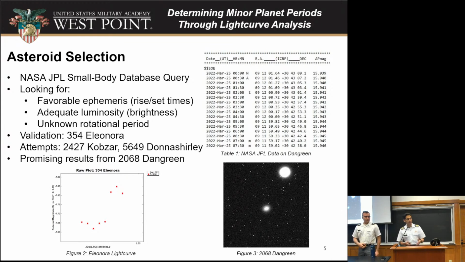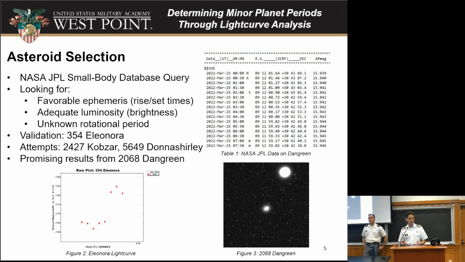We started with a validation attempt using Eleonora 354. That asteroid has a known rotational period. So the idea, and that's our data in figure 2, the idea there was to use our methods and validate a procedure with a known rotational period to see exactly what would go wrong if we did everything as planned. And actually, some things did go wrong. That is not perfect data, and we did not determine its correct rotational period with Eleonora.